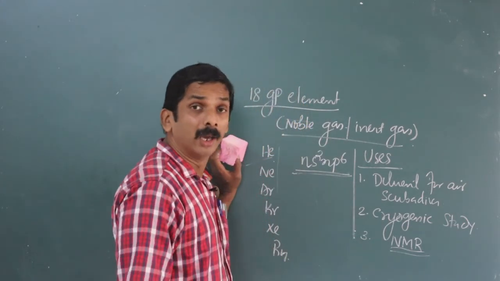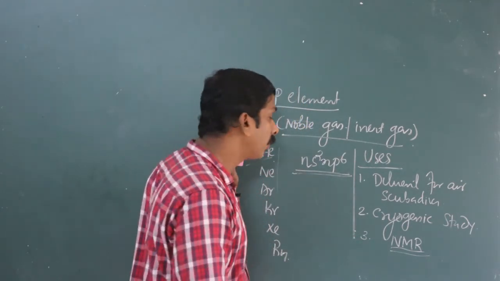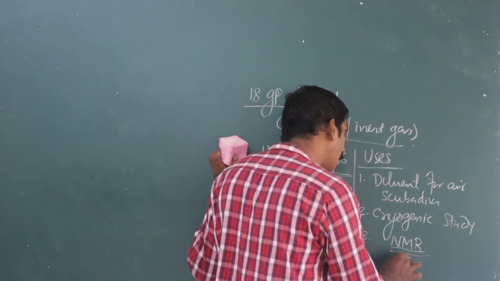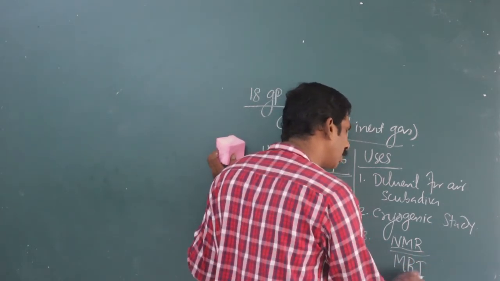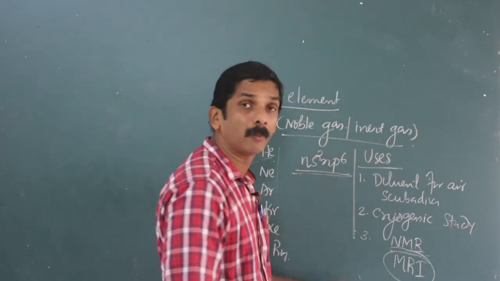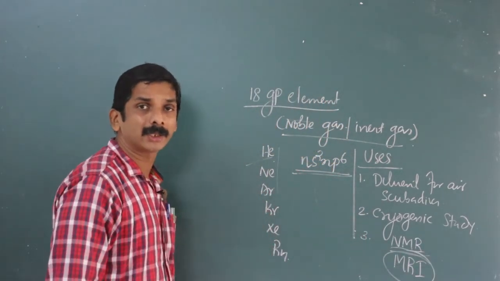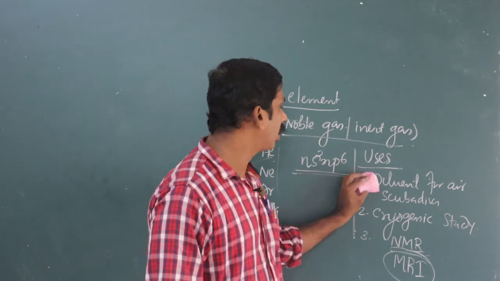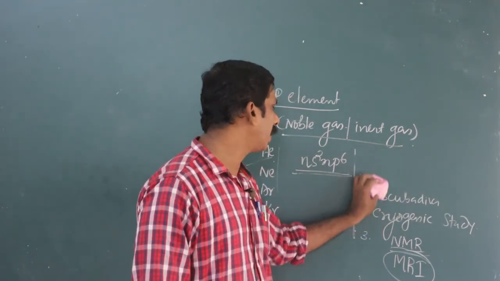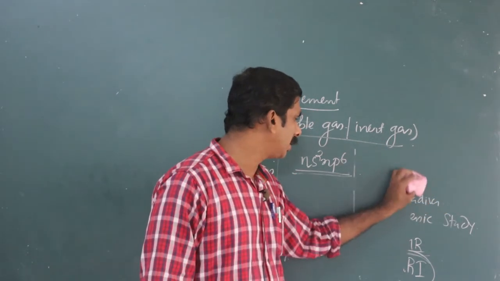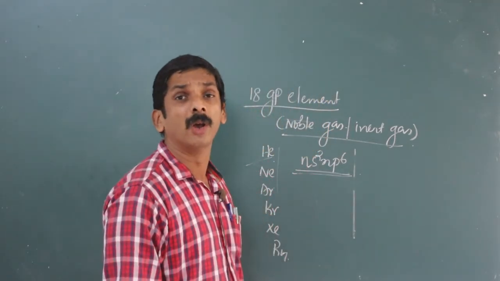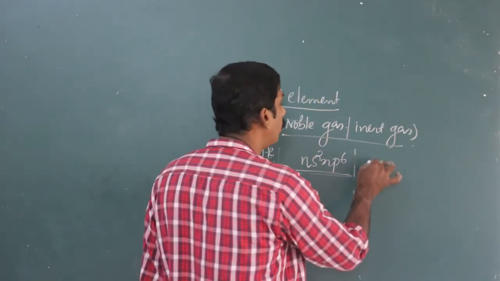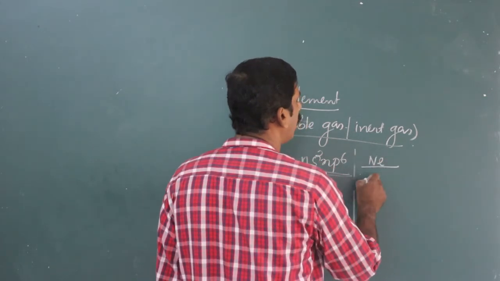Similarly, helium has a great influence in producing superconducting magnets in magnetic resonance imaging systems for clinical diagnosis. That is the MRI scanning system. Normally 1.5 Tesla magnetic power is used, and mainly helium is used for that. And it is also used for filling airships or balloons.